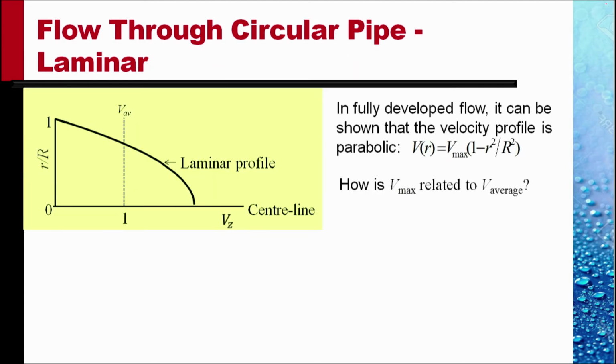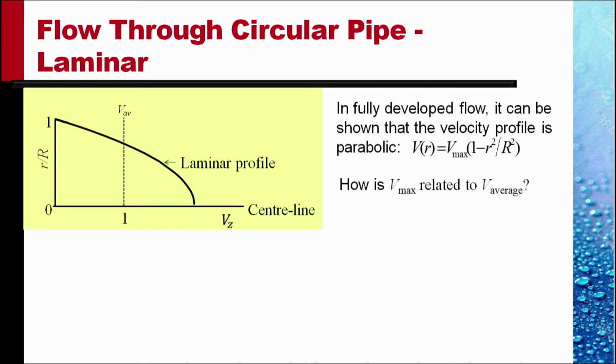In a circular pipe, if the flow is laminar, the velocity profile is parabolic and is given as V equals V max times (1 minus r squared by capital R squared), where r is the distance measured from the axis in the radial direction and capital R is the radius of the tube. V max is the velocity at the center line of the tube where it is maximum.